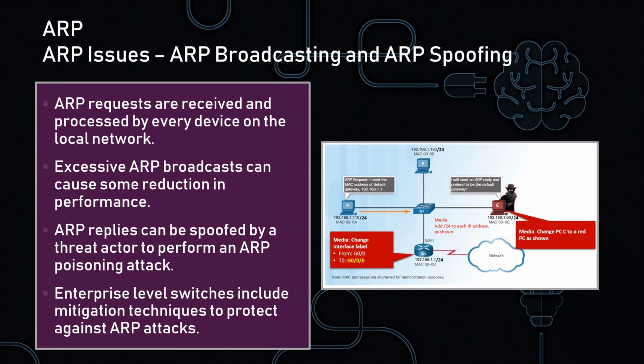The really tricky aspect of this is that the intruder will also send a fake reply going back to the default gateway to pass traffic back to the original host. So it acts as what we call a man-in-the-middle attack. Enterprise-level switches do have mitigation techniques to protect against ARP attacks. There are some verification steps that it can use.